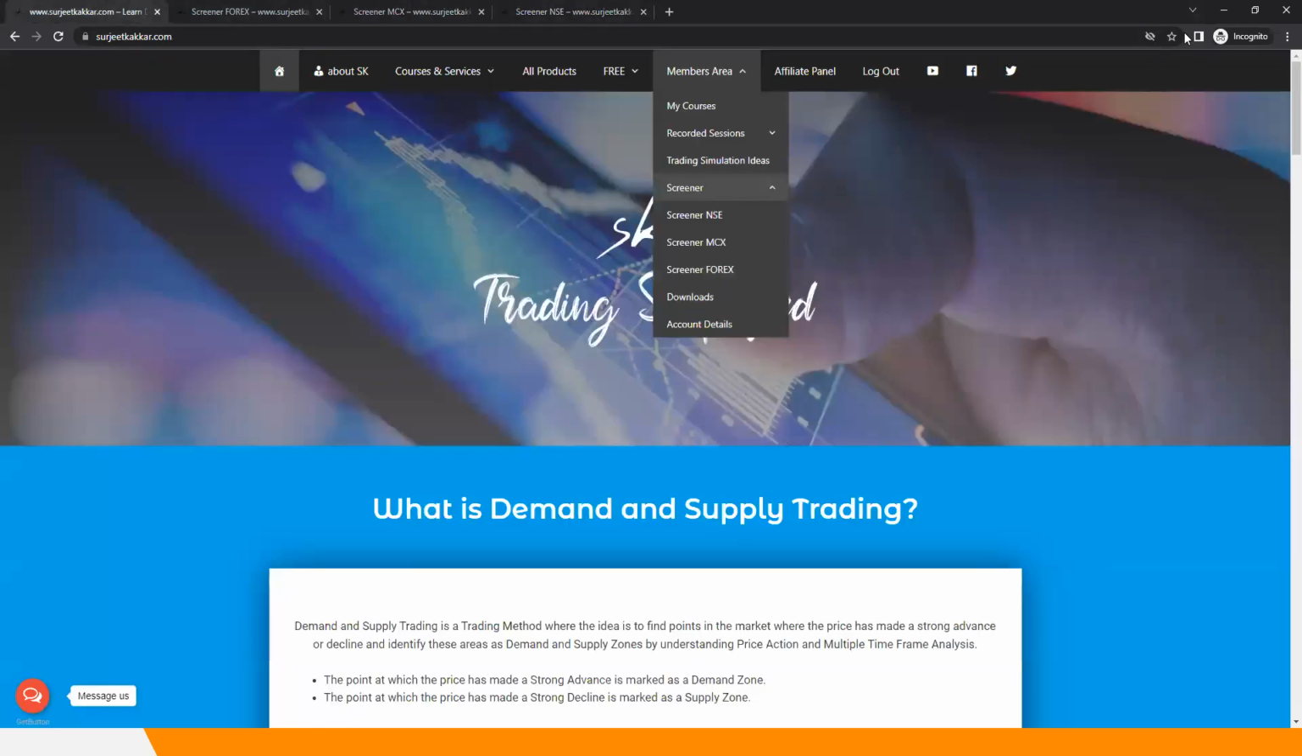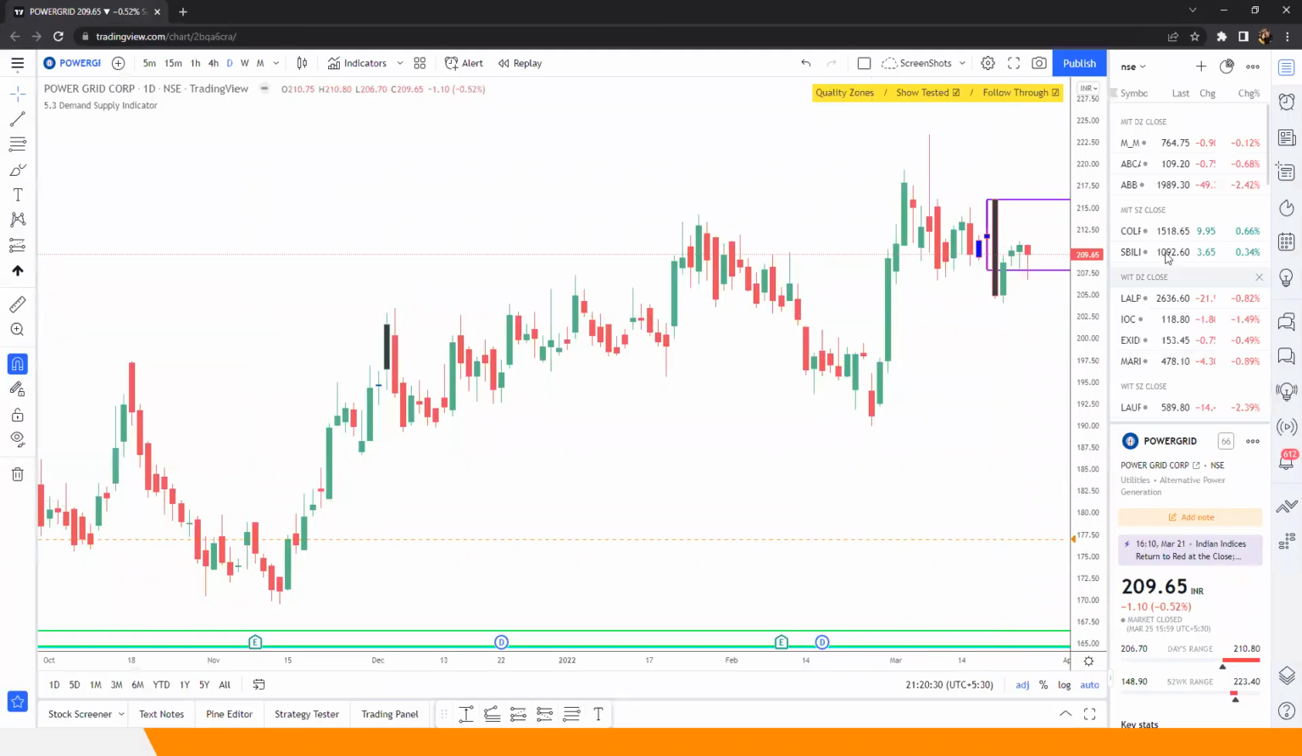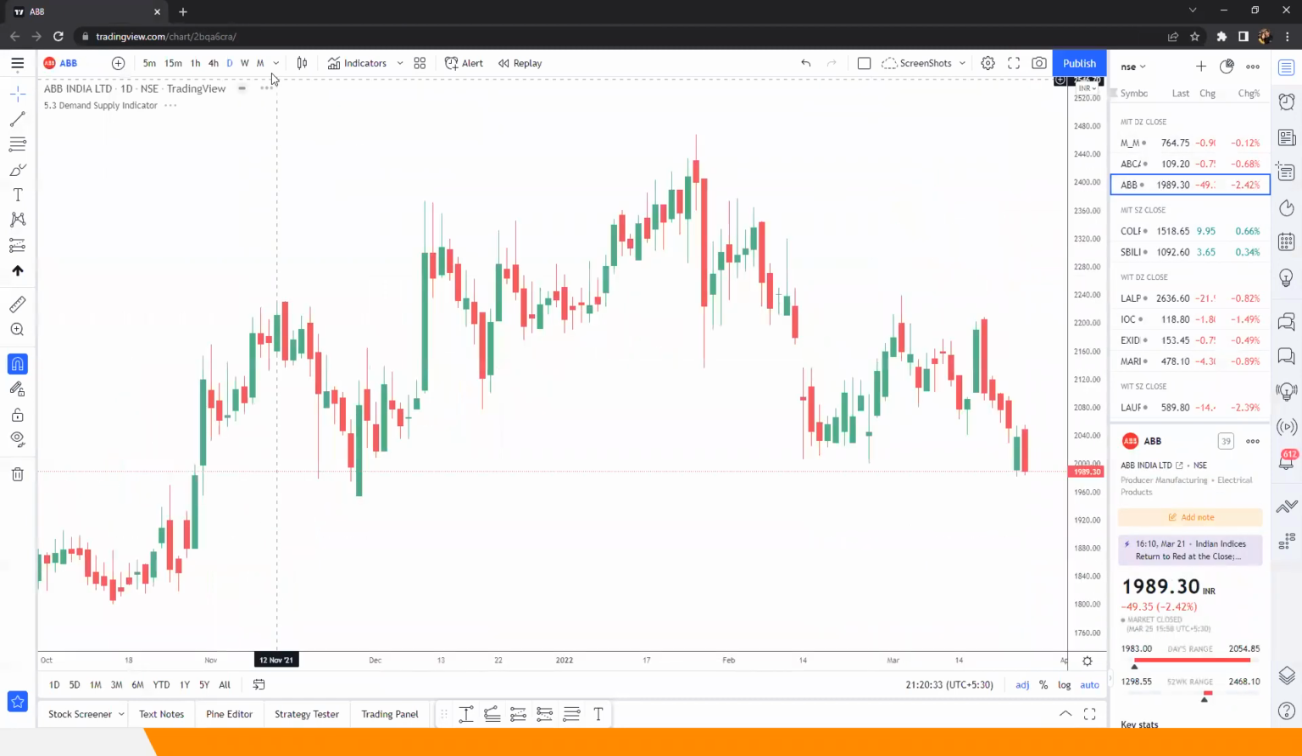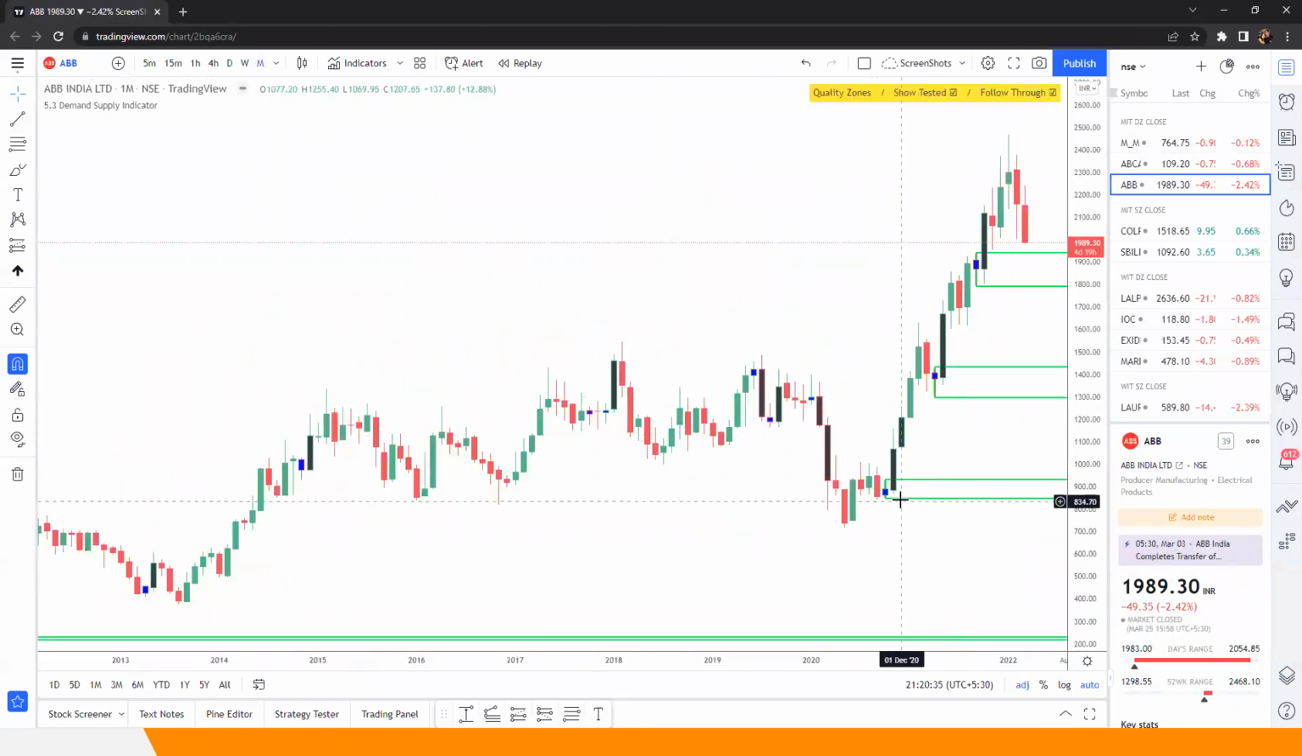But this is what this tool is all about. It is not helping you identify based on the lower time frame. It is now helping you identify based on the higher time frame, where I'm getting closer to my bigger time frame or higher time frame demand areas and supply areas.